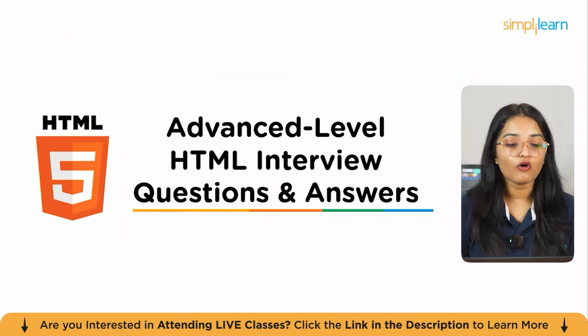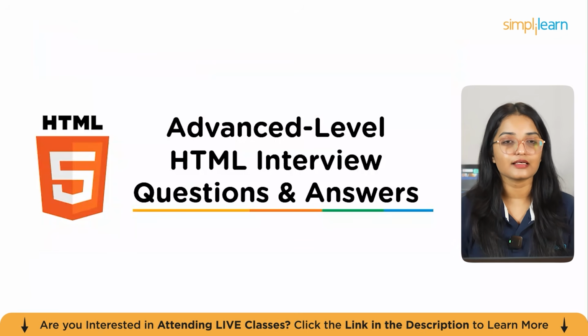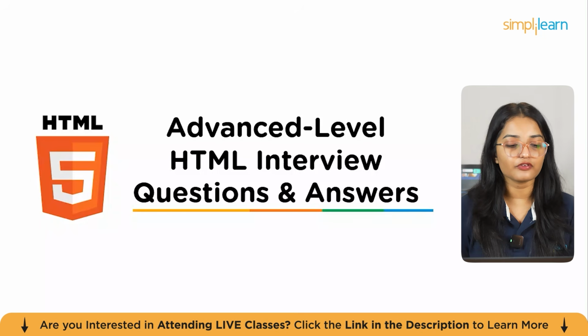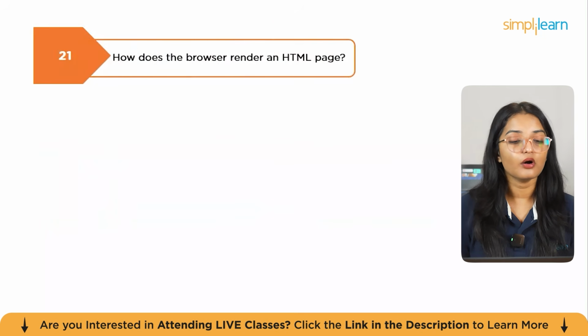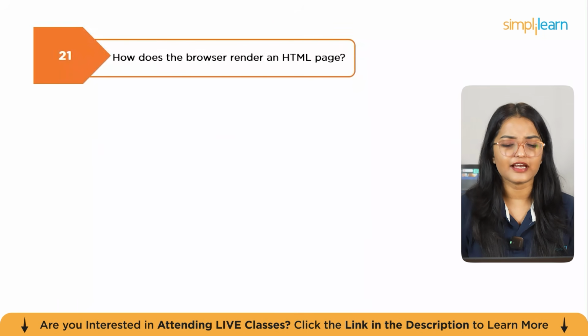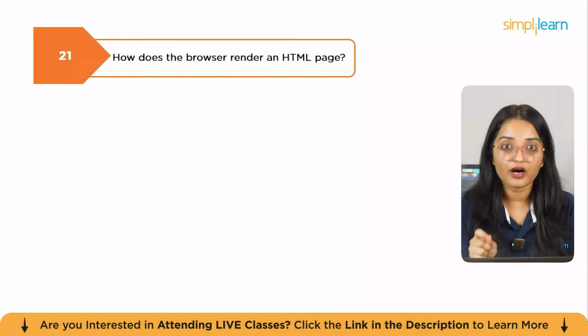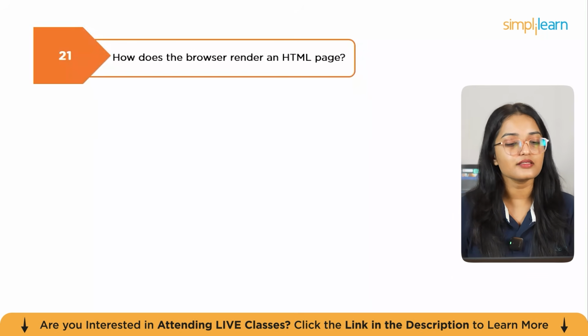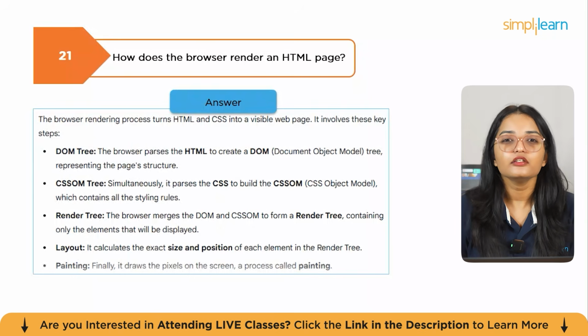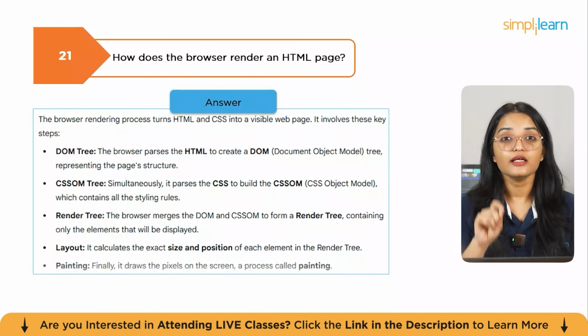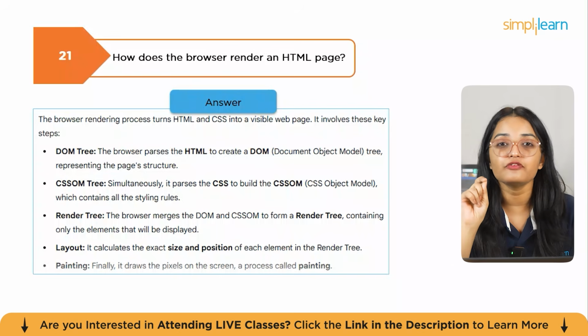Now it's time to move on to some advanced level HTML interview questions and answers. So hurry up and let's start with the 21st question, which is how does the browser render an HTML page? This is basically a more advanced level type of question, and to answer this, you can say something like the browser rendering process is a multi-step procedure that transforms an HTML file into a visual web page.